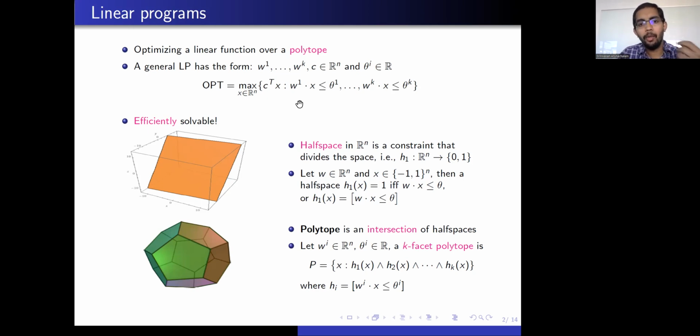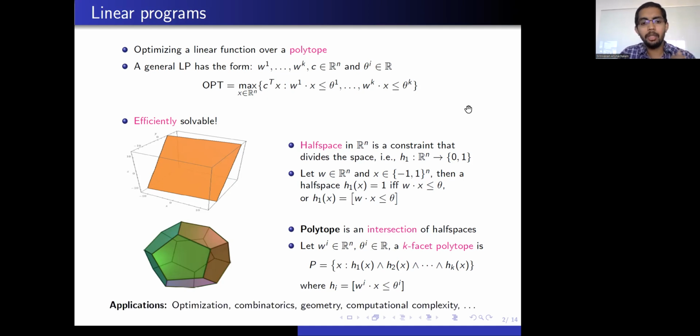In other words, you can view the linear program as just maximizing a linear function, C transpose X, subject to X lying in the polytope. So a linear program is just maximizing a linear function over a polytope. That's precisely the first point in the slide. And linear programs have found several applications, for example, in optimization, in combinatorics, in geometry, and in computational complexity.